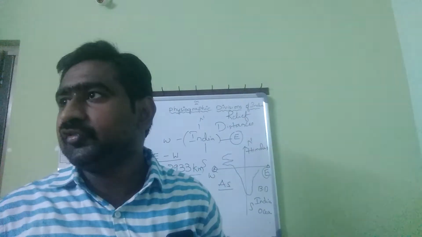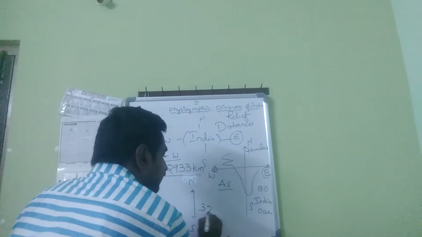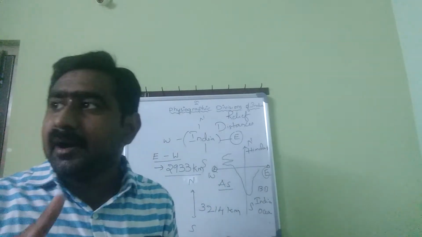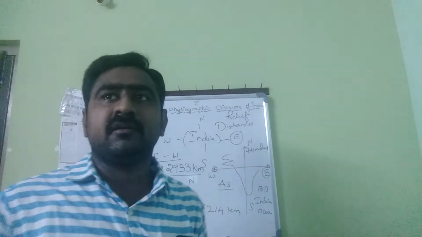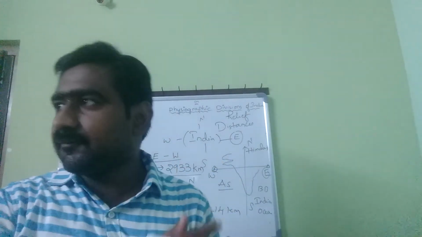And simultaneously coming from north to south, starting from Jammu and Kashmir till Kanyakumari, from north to south the average distance is in a range of 3214 kilometers. Got it or not? So this is very very important. In 1 mark or half mark there is a chance of asking questions like these.